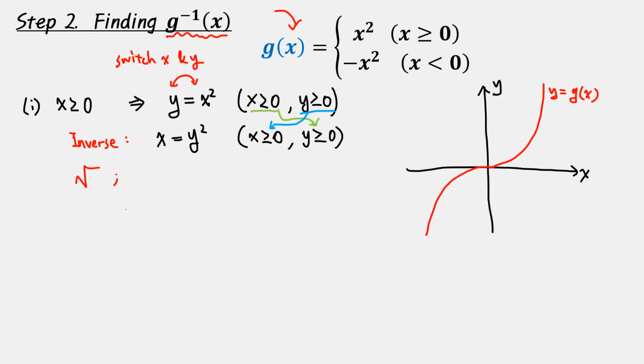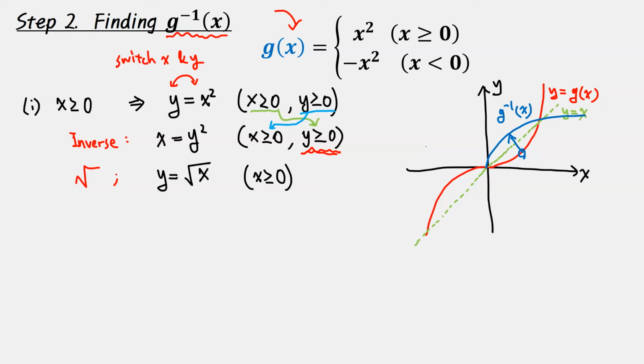Now we take the square root, but we only choose the sign that gives non-negative y values. Therefore, we have y equals square root of x, and the domain is x is equal to or greater than 0. Also, it is worth remembering that the function and its inverse are symmetric with respect to y equals x. Therefore, from the graph of g(x), the inverse is flipping this part over y equals x. So you can see that the range of y of the inverse must be non-negative.